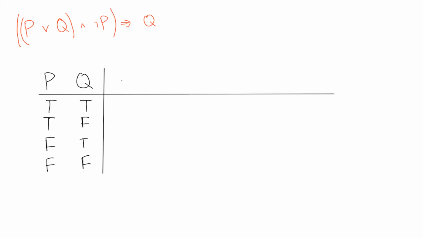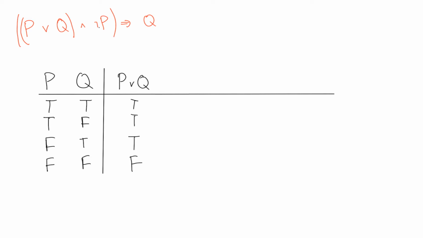Now I need to do some calculation. The first operation I should do is this logical OR, which is P or Q. So let's work out the result of P or Q in each of these rows. In row number 1, I have true or true is true. In the next row, true or false is also true. In the next row, false or true is true. And in row number 4, false or false is false.